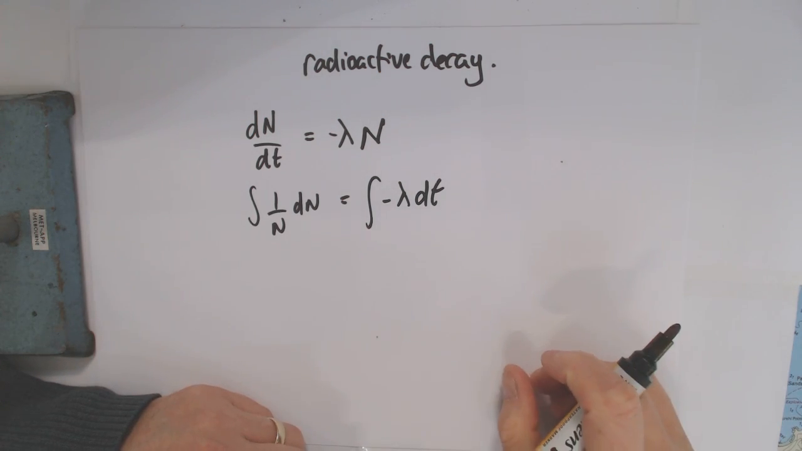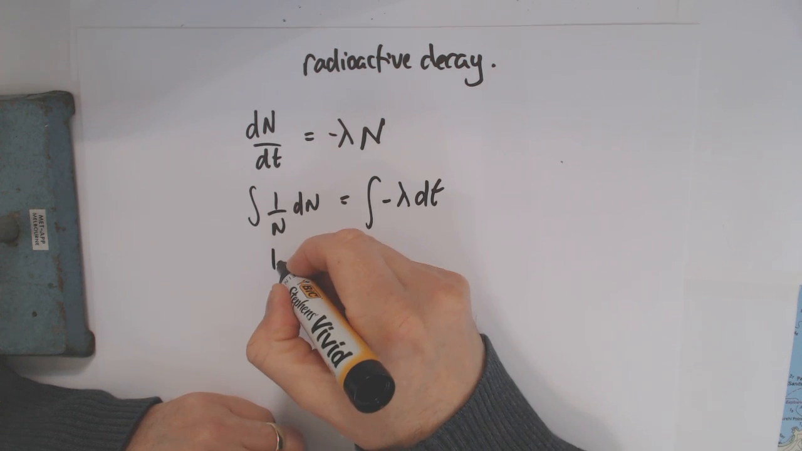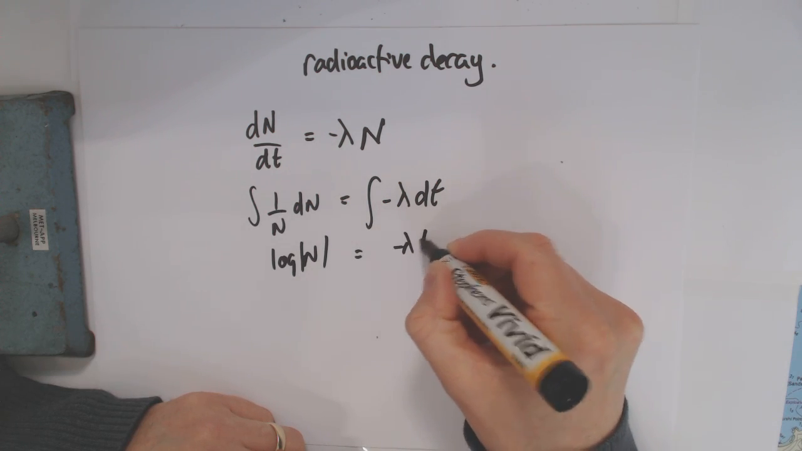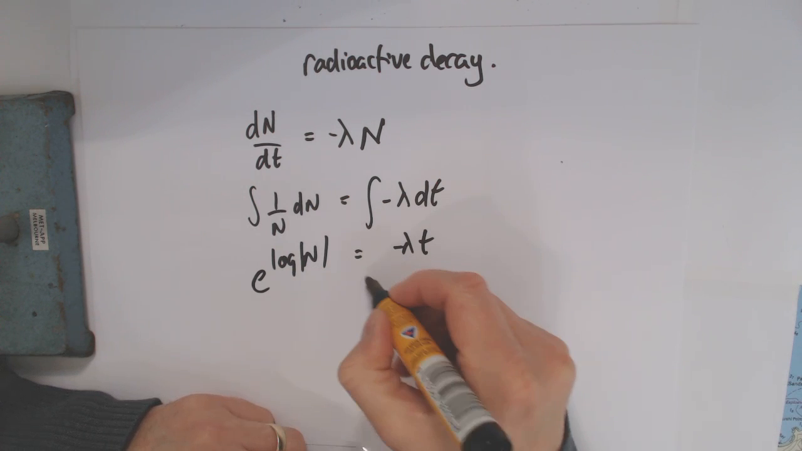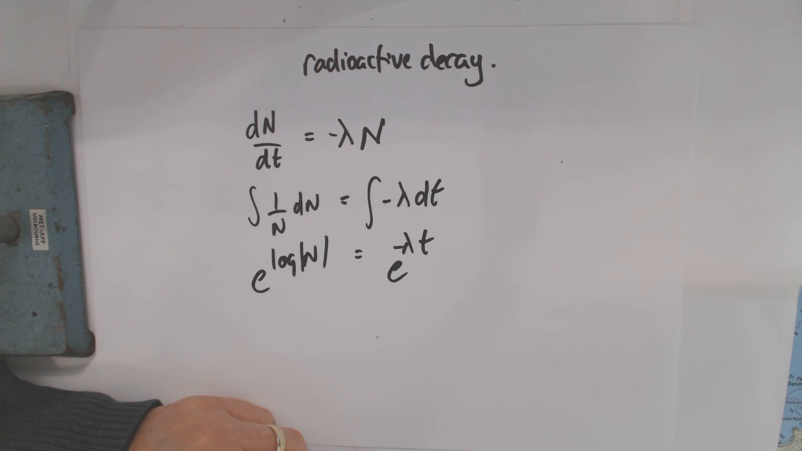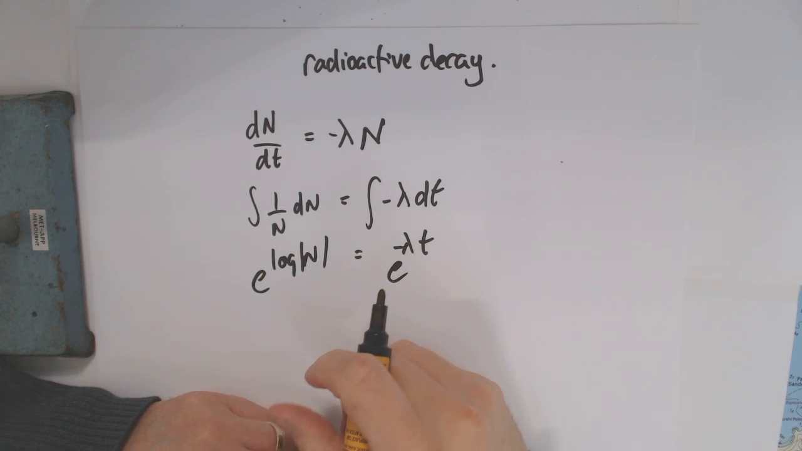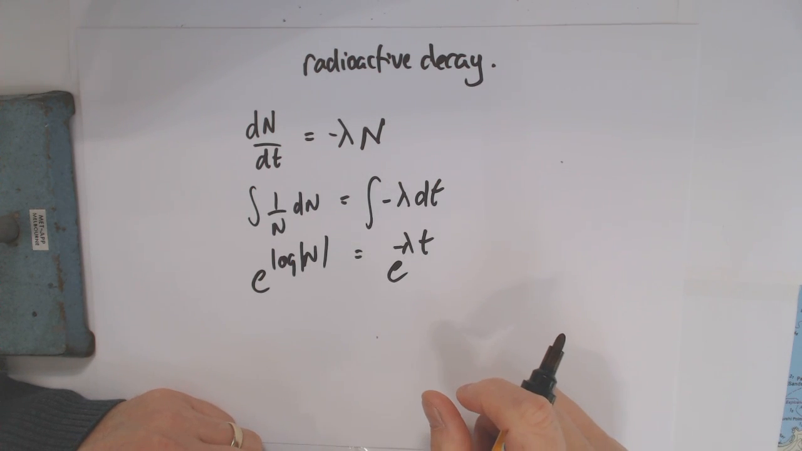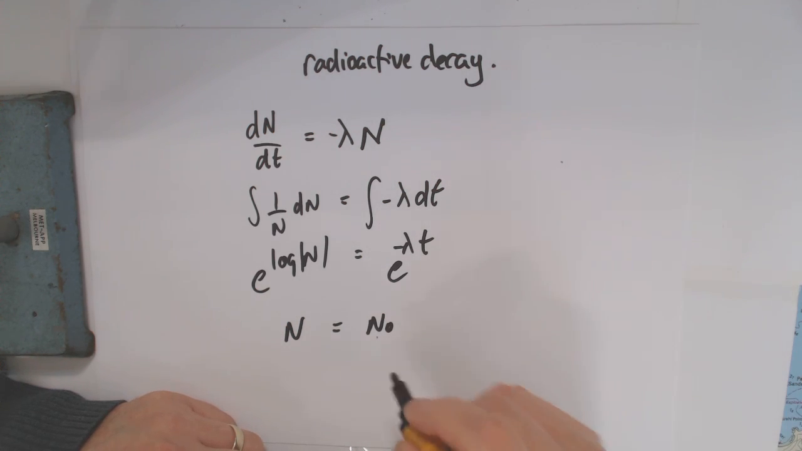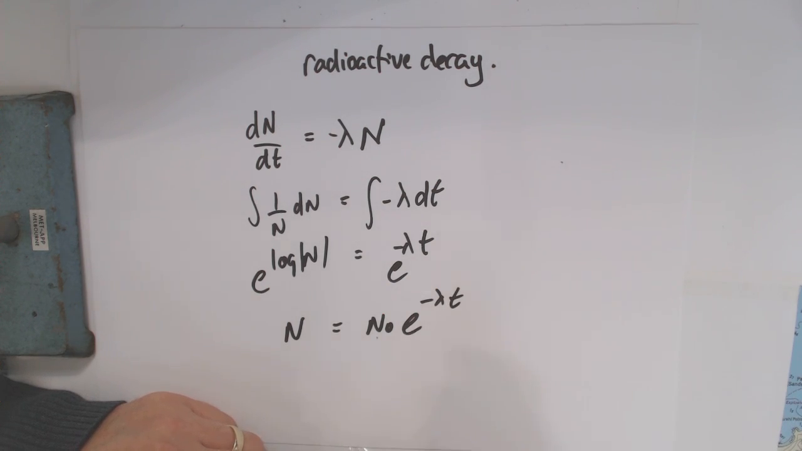And that becomes the log of N equals minus lambda t, and if we take both sides to the e, we end up with the log of both sides. I should have used ln, a natural logarithm, but you know what I mean. It'll all come out right. Then what we end up with is N is equal to N naught, the original number of atoms, e to the minus lambda t.